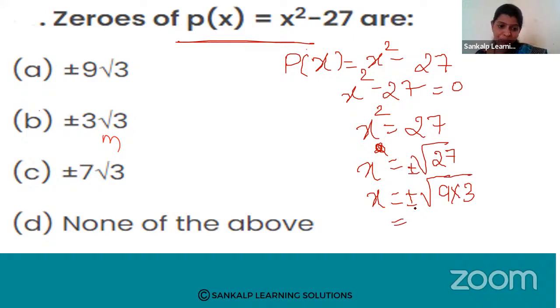So 9 is a perfect square number. So if we take the square root of 9 outside, what will you get? 3. Finally, what will you get? Plus or minus 3 root 3. Yes, this one is the right answer.